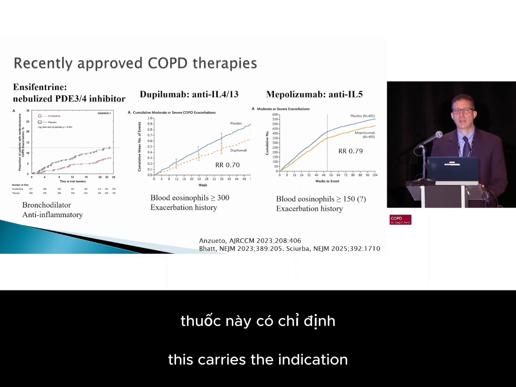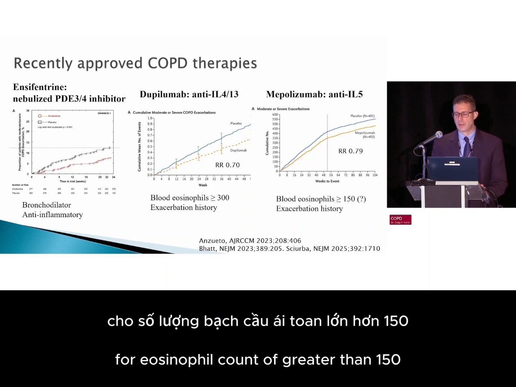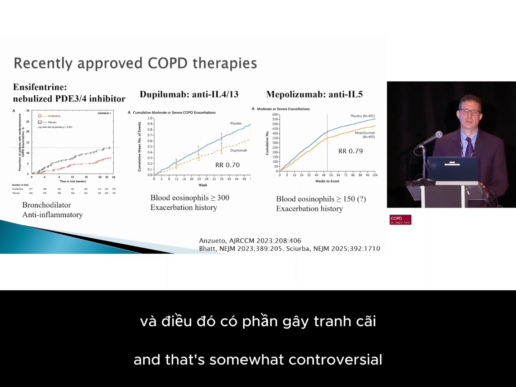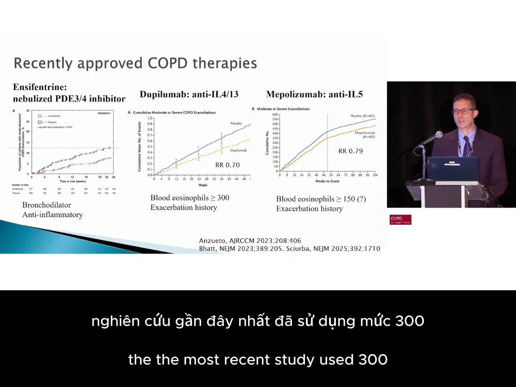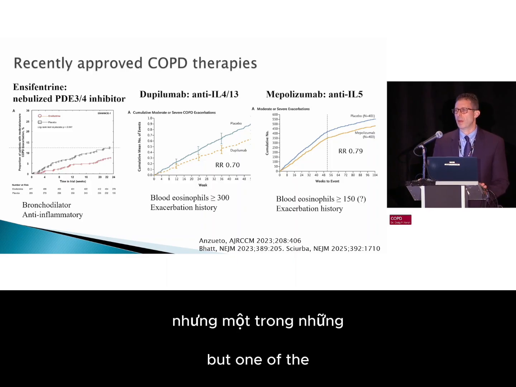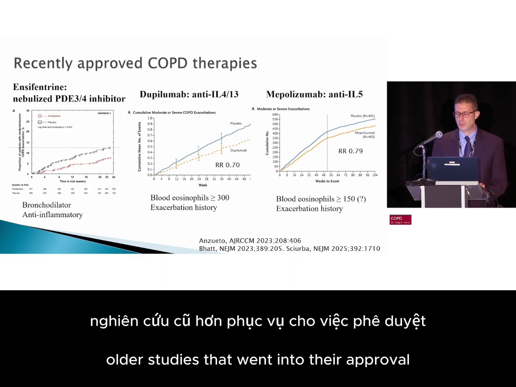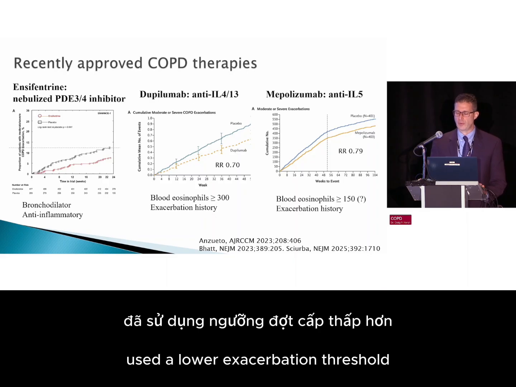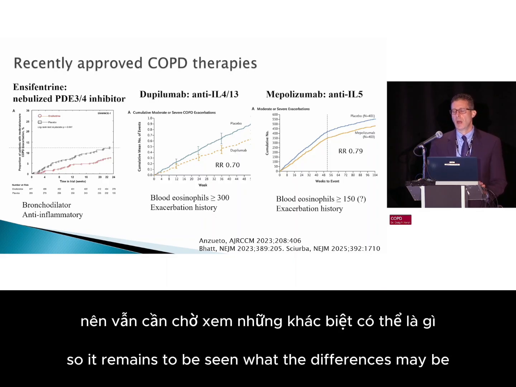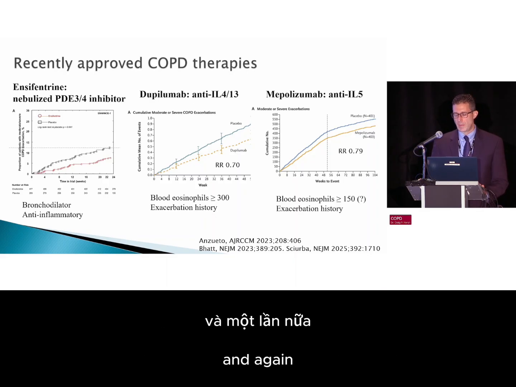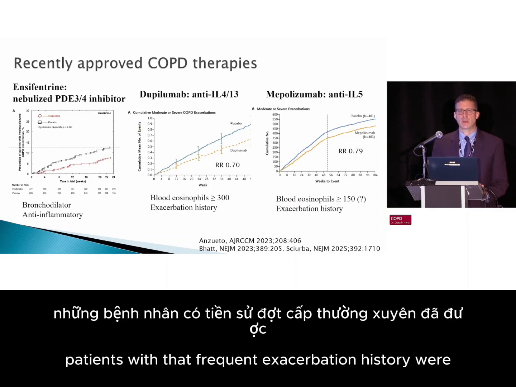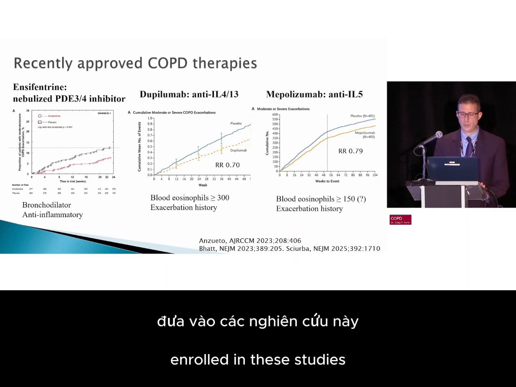This carries the indication for eosinophil count of greater than 150, and that's somewhat controversial. The most recent study used 300, but one of the older studies that went into their approval used a lower exacerbation threshold. So it remains to be seen what the differences may be. And again, patients with that frequent exacerbation history were enrolled in these studies.